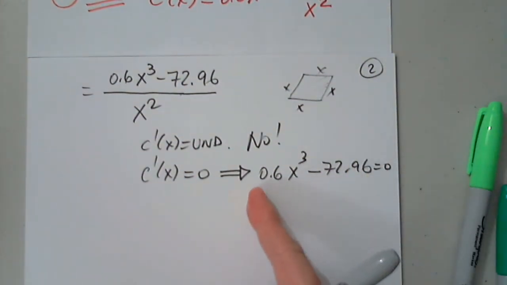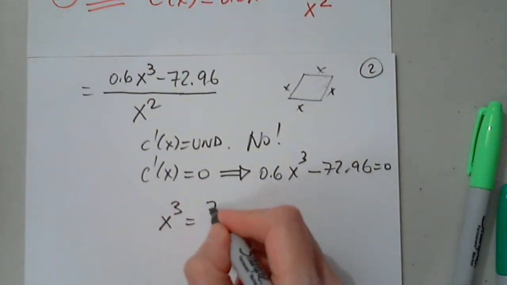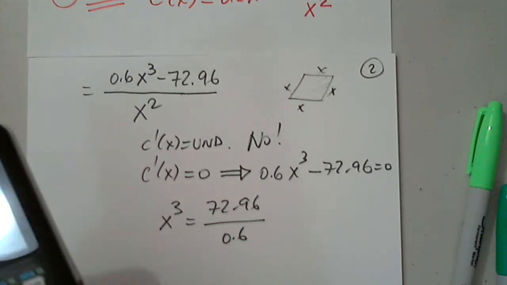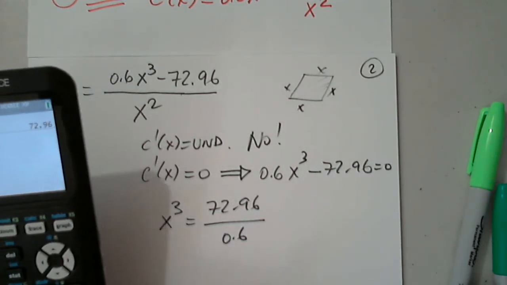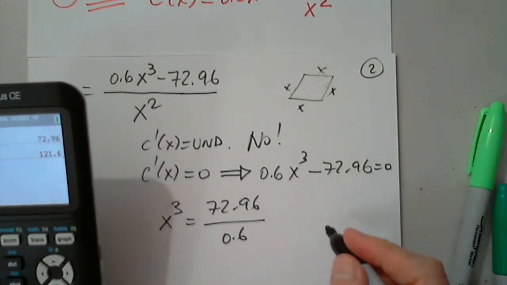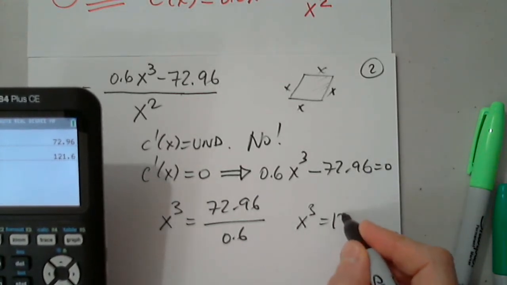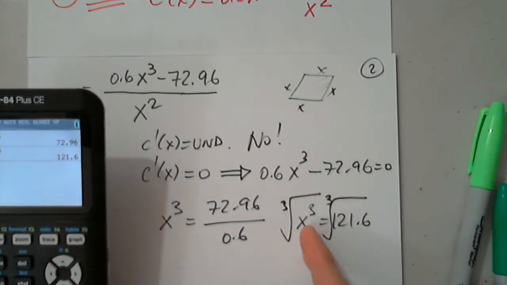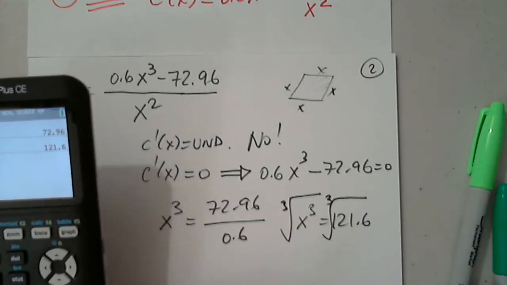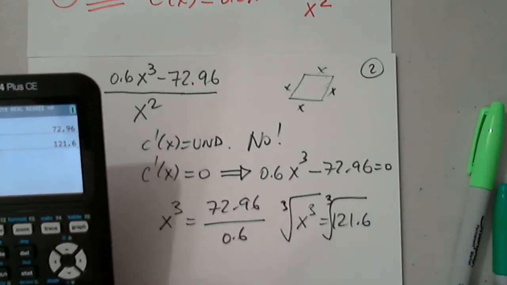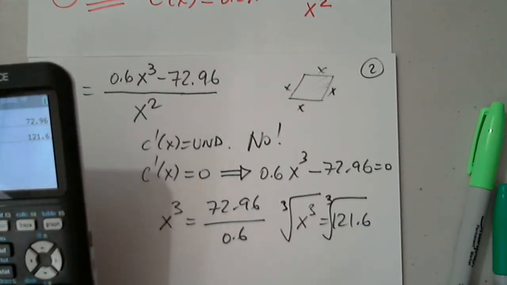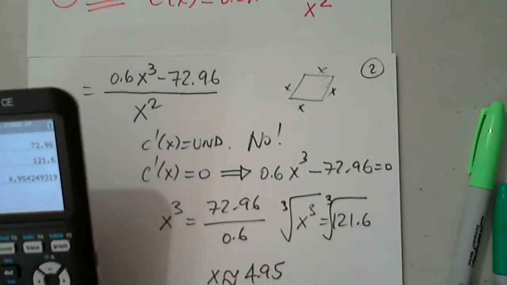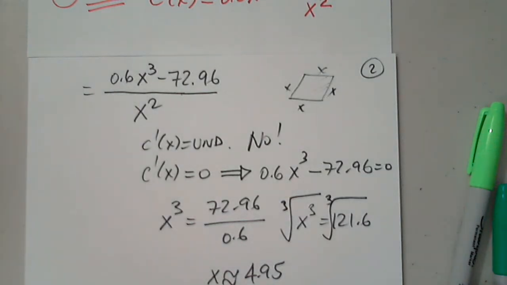Move this to the other side, divide by 0.6. So 72.96 divided by 0.6, I got 121.6. So x cubed equals 121.6. And now, of course, I will apply that operator that removes the cube. So I take this to power 1/3. And I got 4.95, approximately 4.95. And that is in feet.